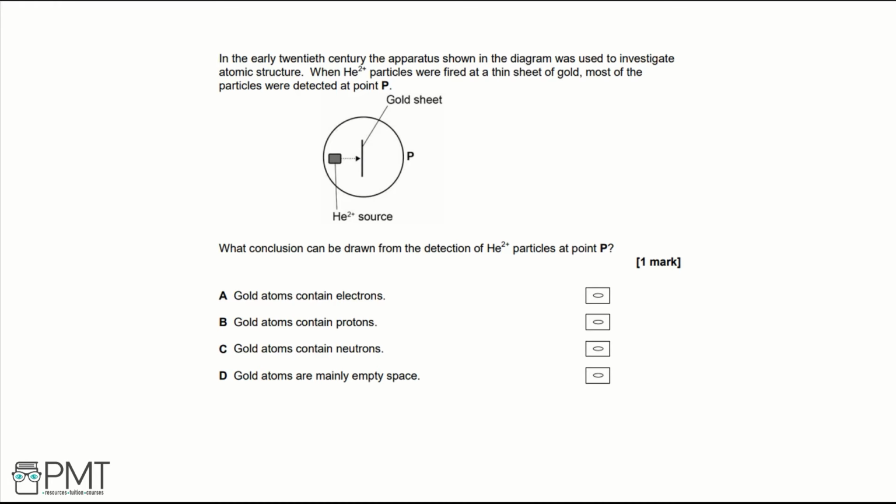The key in this question is that you can detect the helium particles at point P, which is here on the diagram. So this is a sign that the gold atoms are mostly empty space. And that's because if it came into contact with a nucleus, a positive nucleus of the gold, then the helium-2 plus particles would be deflected, because a positive and a positive charge will repel each other, and so it wouldn't be able to pass straight through to point P. But the fact that it can means that these gold atoms are mostly empty space. And therefore, to get the mark for this question, you need to circle the box that corresponds to D.